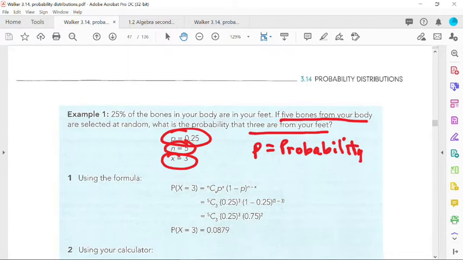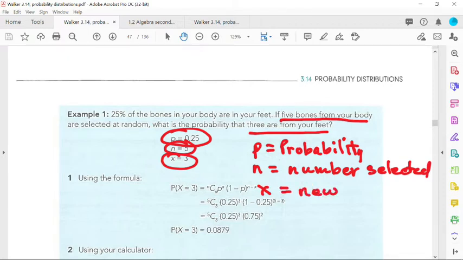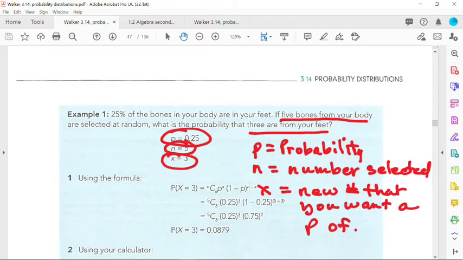For these straightforward questions, we have to find the probability. Hold on just one second. Then the n is the number of items that we are selecting, and your x is the new number that you want a probability for. Okay? So you just have to pull out those pieces of information and make sure you're using the right one.